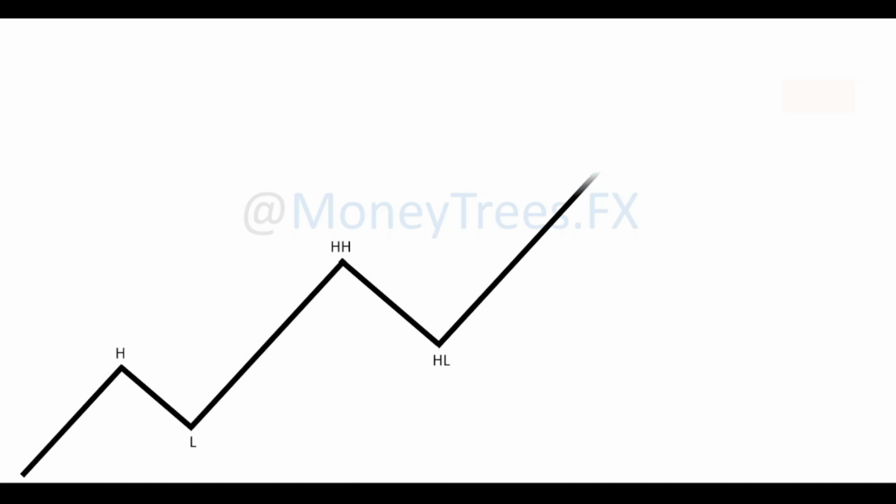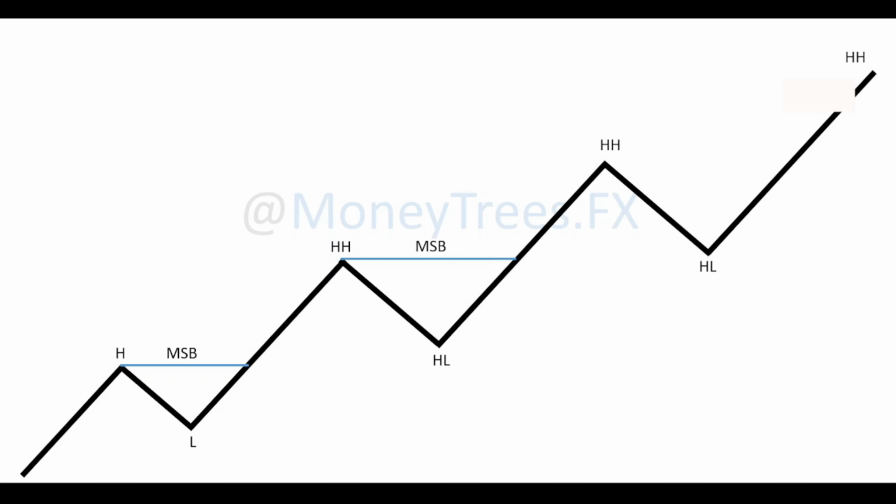We have price coming from the low, forming a high, then a new low, forming a higher high, a higher low, a higher high, a higher low, and finally a higher high. So every time price trades above a swing high, we know it's a market structure break, which is very easy to see. So this applies to a downtrend too.